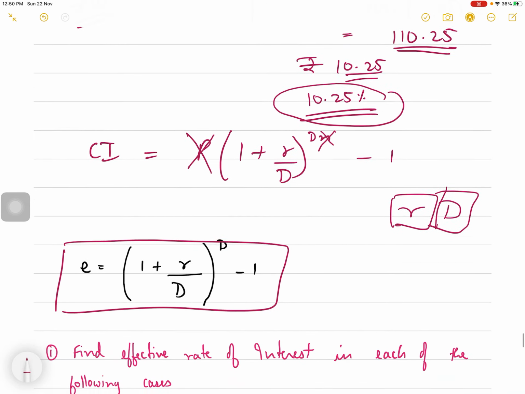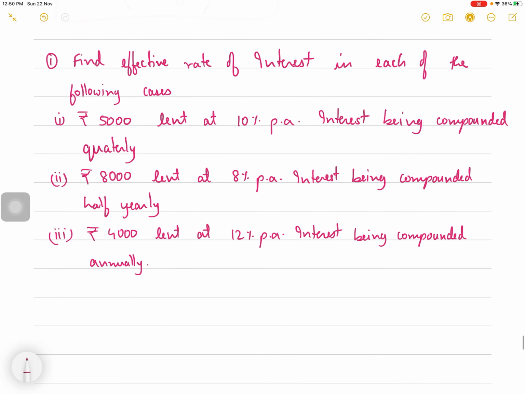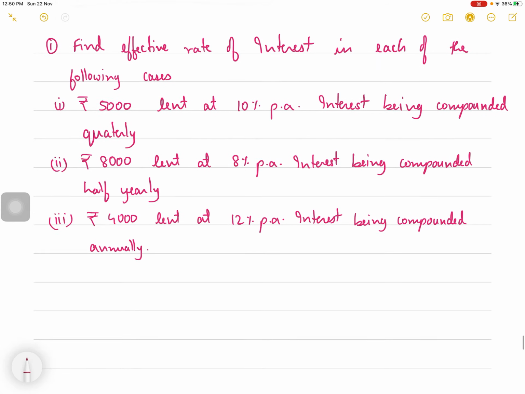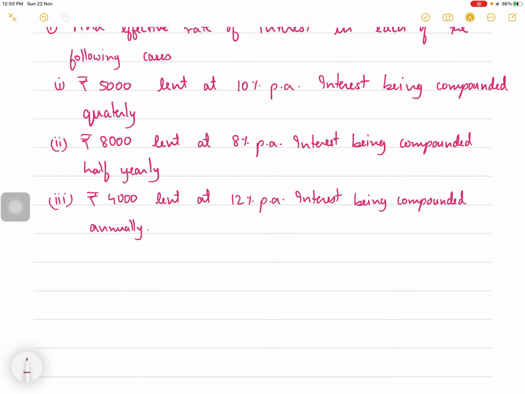Now let's solve the first problem. Find the effective rate of interest in each of the following cases. Rupees 5,000 lent at 10% per annum, interest being compounded quarterly. So interest is being compounded quarterly, that means D is equal to 4. That means 4 times it is being compounded in a year. So D is equal to 4. And you need rate of interest, so R is equal to 10%. Principal is 5,000, which is not required.